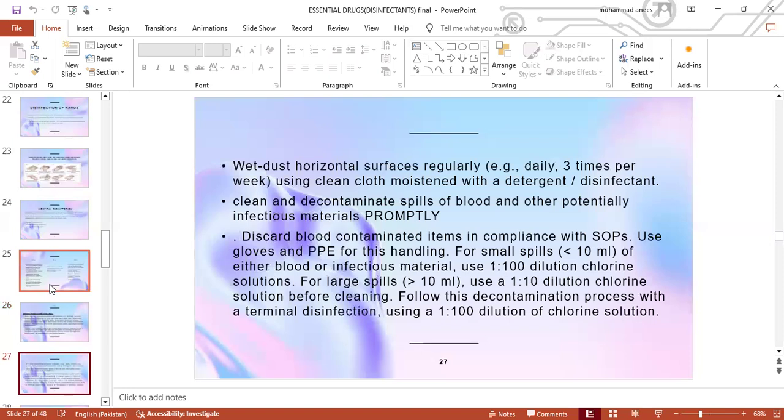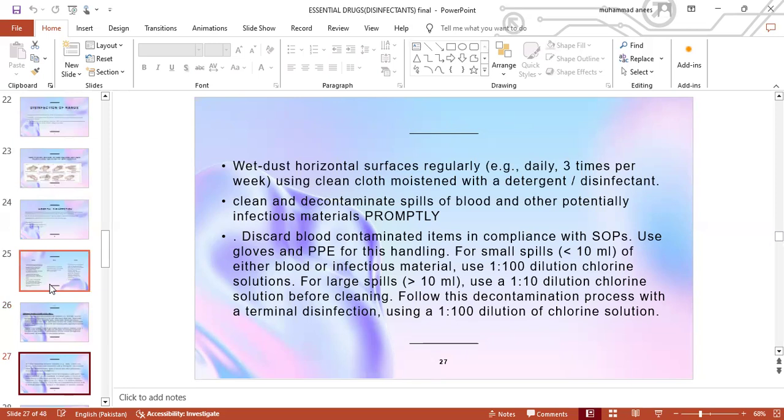Now, wet dust the horizontal surfaces regularly, for example, 3 times per day in a week. Use clean cloth moistened with a detergent or disinfectant. Clean and decontaminate spills of blood and other potentially infectious materials promptly. Discard blood contaminated items in compliance with SOPs.